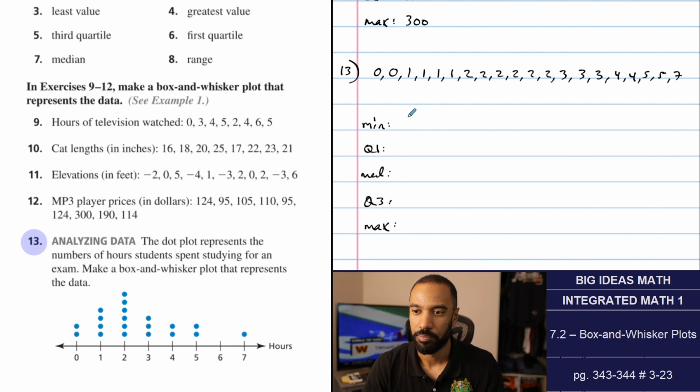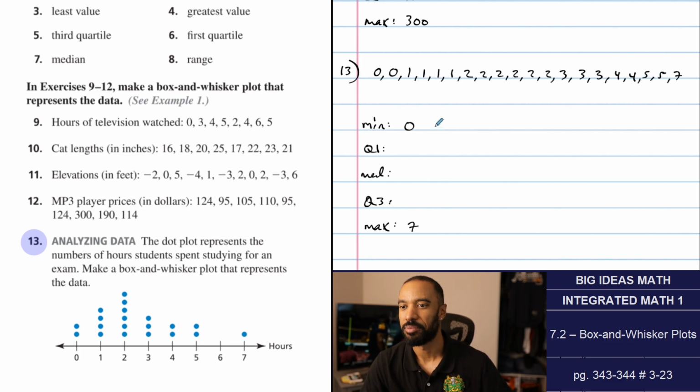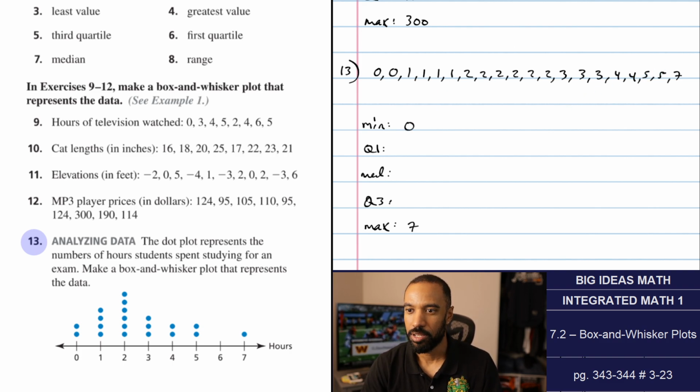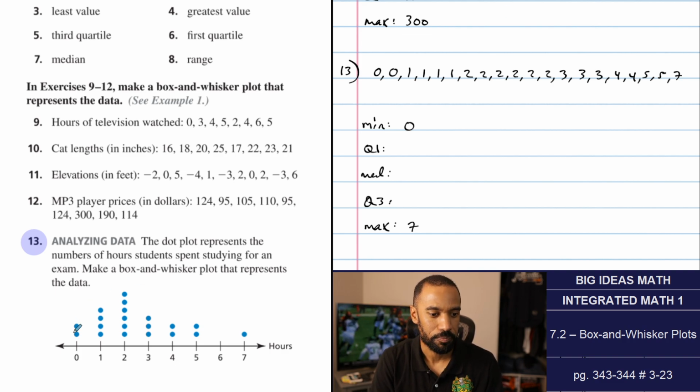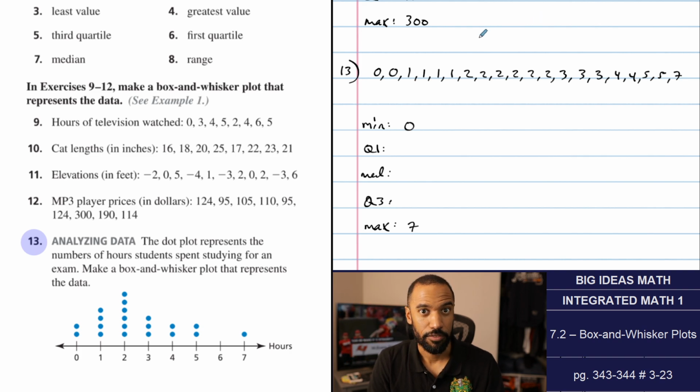So the minimum is 0. The maximum is 7. It almost seemed outlier-esque since there's no 6, but not really. That's not an outlier. How many values are there? I should have added these, so let's do it. 2 plus 4 is 6, plus 6 is 12, plus 3 is 15, and then 17, 19, 20. So there are 20 values. The 10th and 11th values are the middle. 1, 2, 3, 4, 5, 6, 7, 8, 9, 10. 10 and 11 here. The average of 2 and 2 is 2, which represents the median.